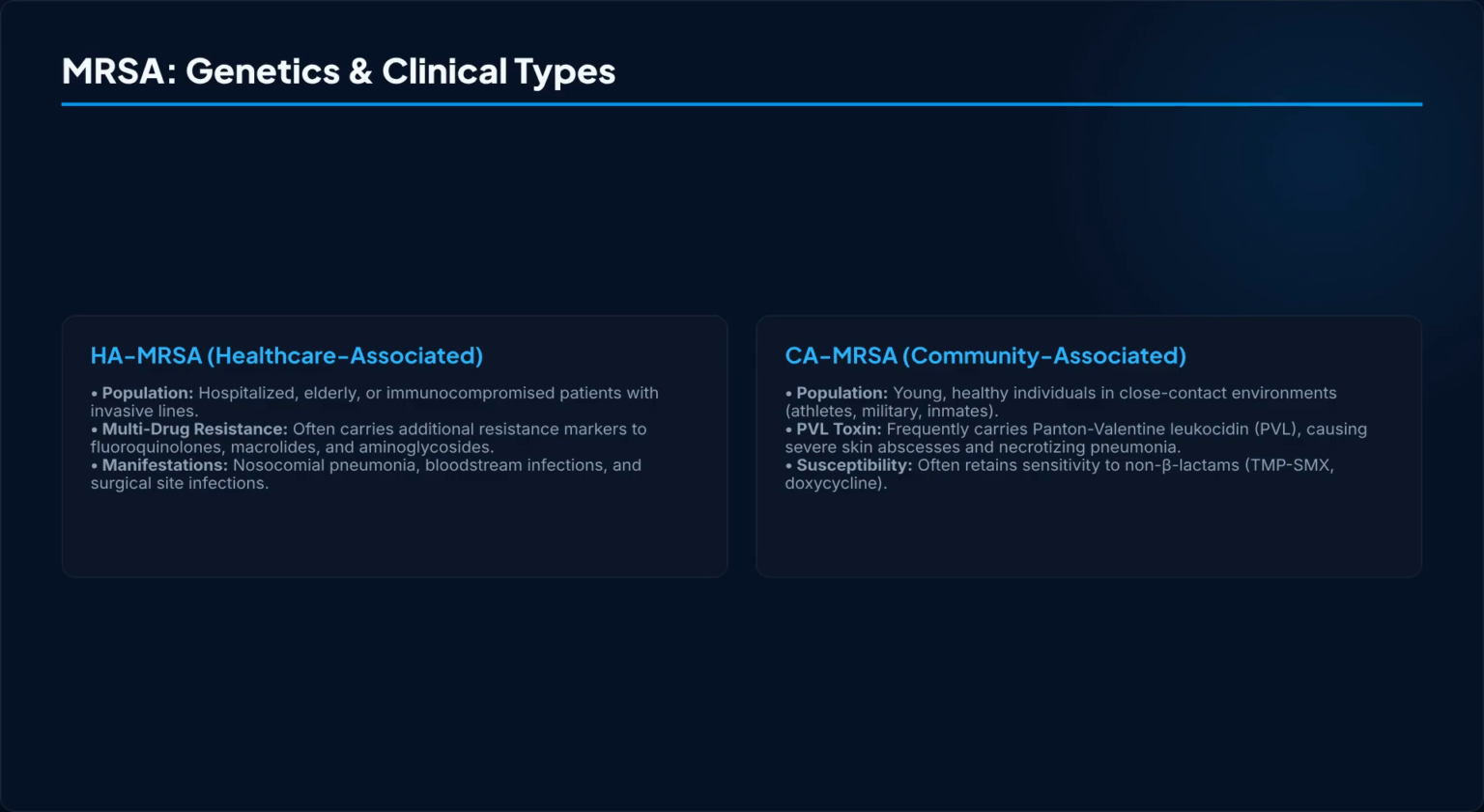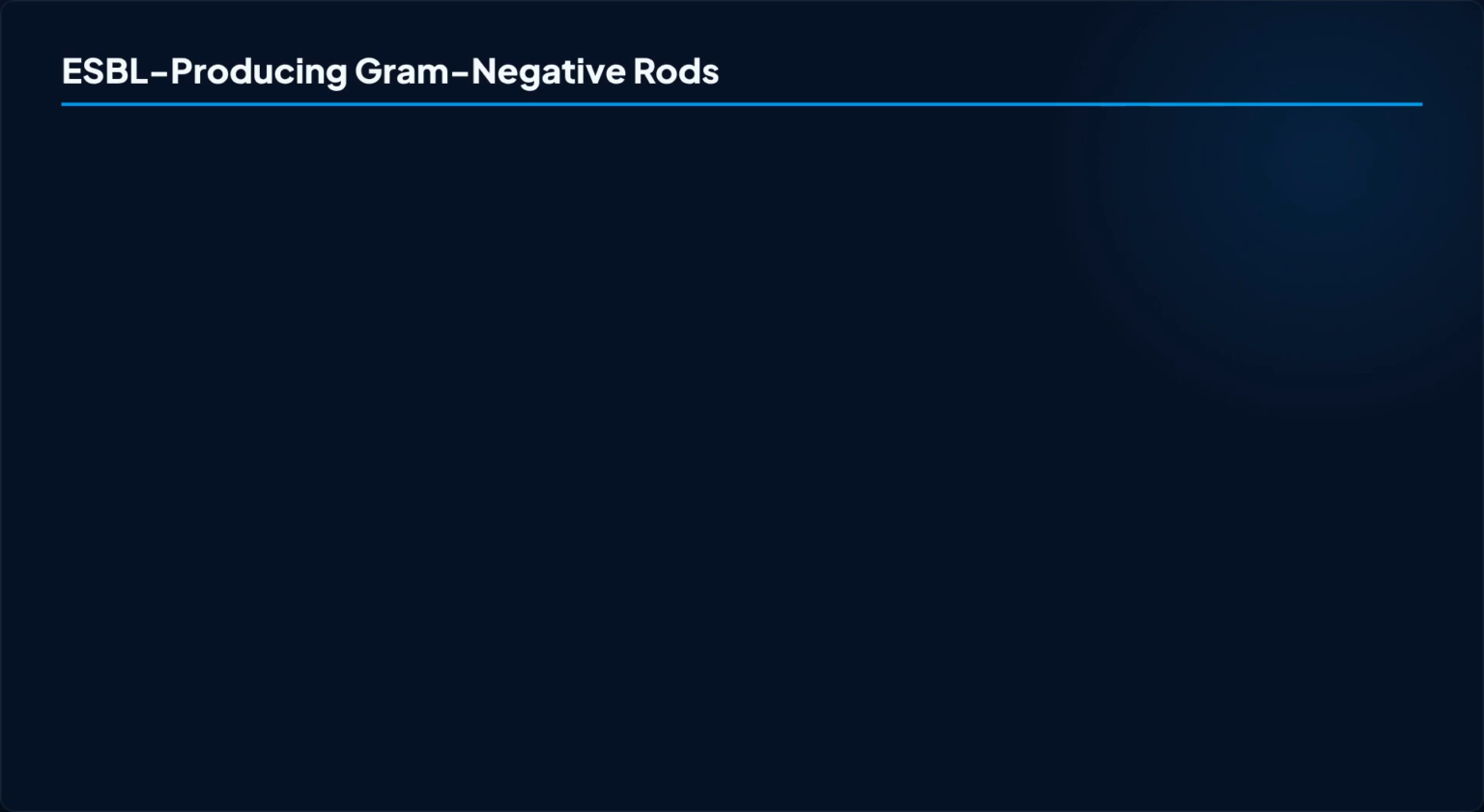MRSA presents as two distinct types. Healthcare-associated MRSA often impacts immunocompromised patients, frequently carrying additional multi-drug resistance. In contrast, community-associated MRSA often affects healthy individuals and may carry the Panton-Valentine leukocidin toxin, which can cause severe skin abscesses and necrotizing pneumonia. ESBL-producing gram-negative rods are a major challenge.